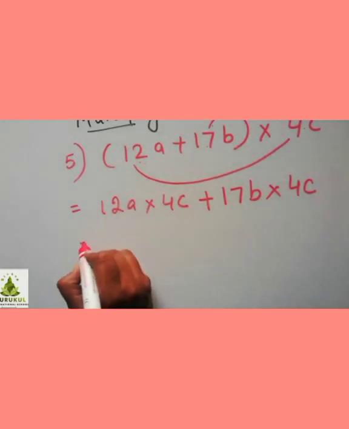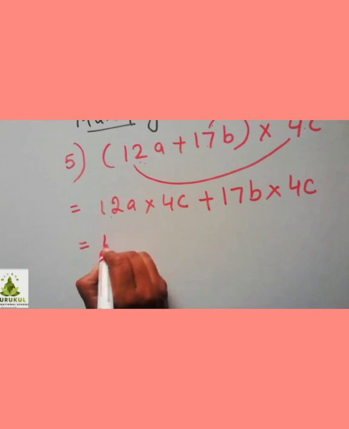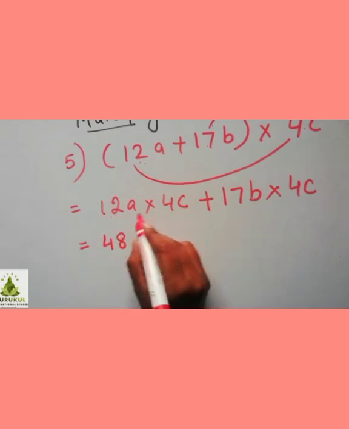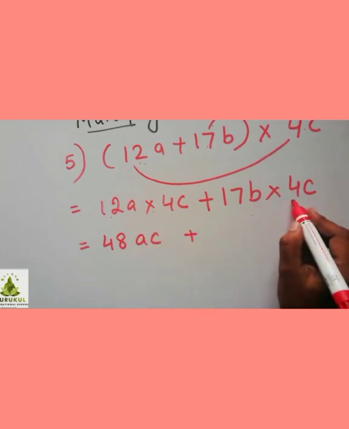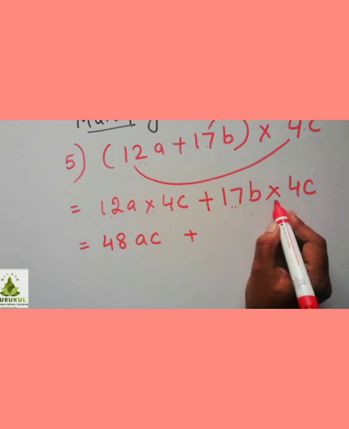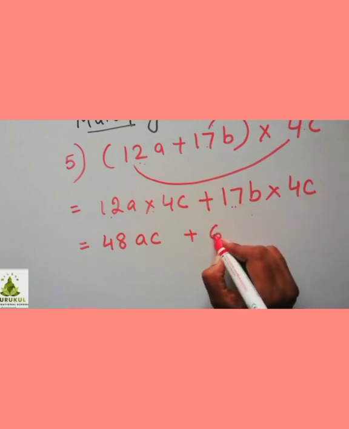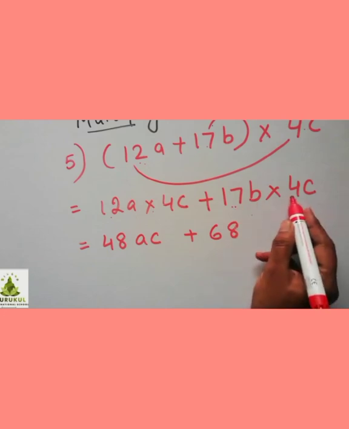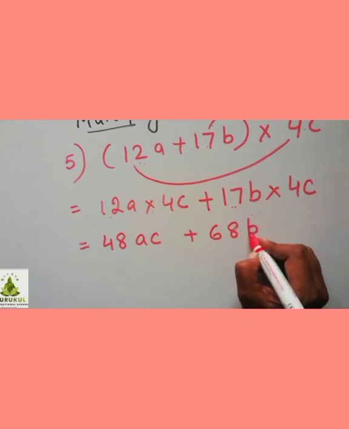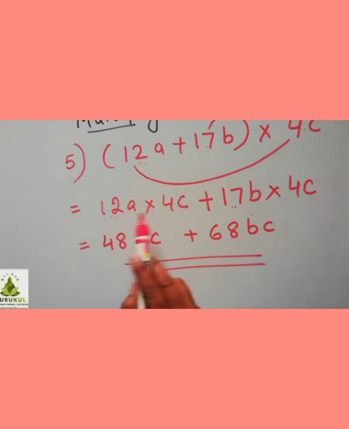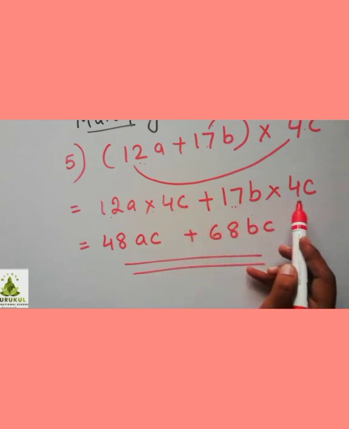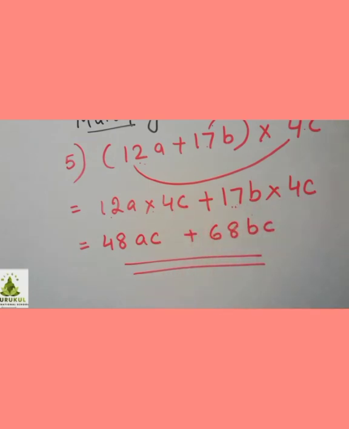Is it clear? Now you can multiply this. Now 12 into 4s are 48. 48 a into c. A into c is ac, plus 17 into 4s are, now multiply here, 17 into 4s are, what you are getting? 68. Is 17 into 4s are 68. Then multiply the variables. B into c means bc. Is it clear to you? You can write this way, or you can, if you want, you can extend one more step. 12 into 4 separately you write, then bring coefficients together, ac, plus 17 into 4 into b into c. That way also you can write.